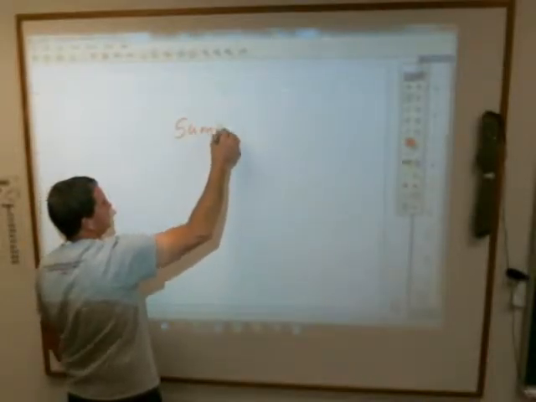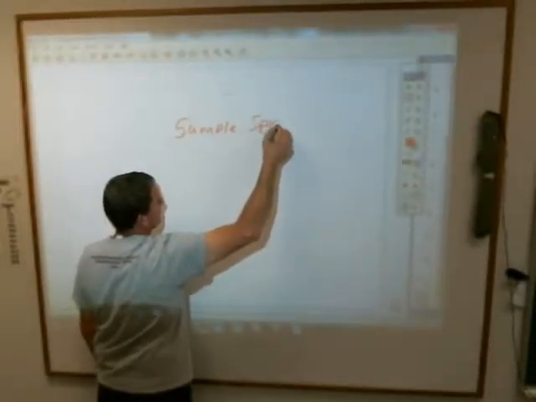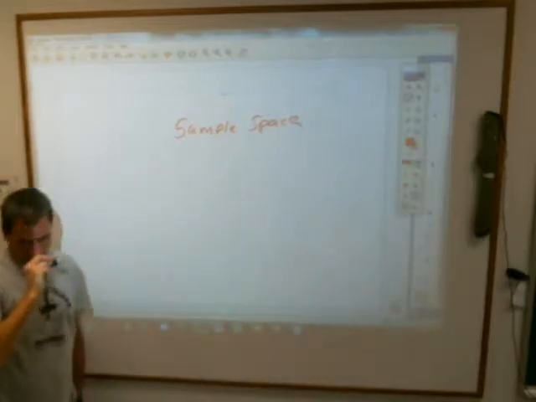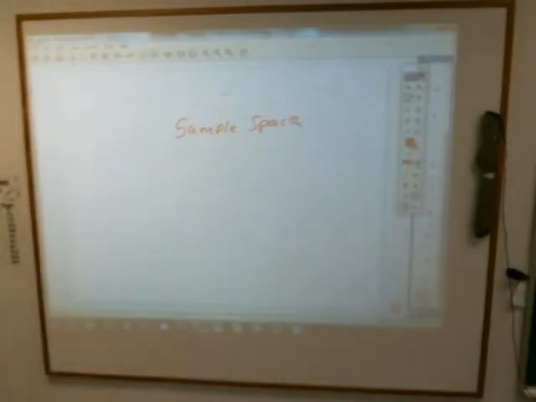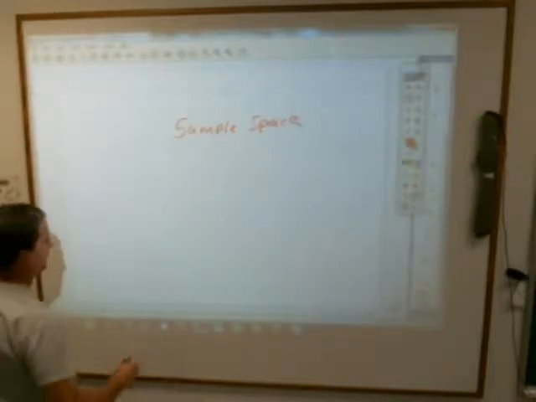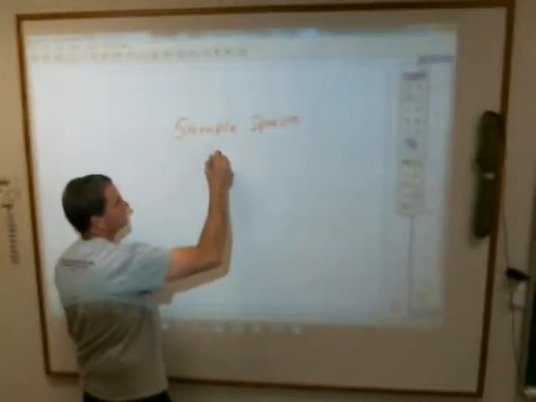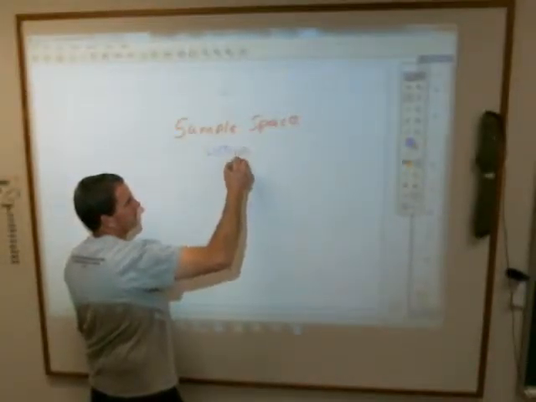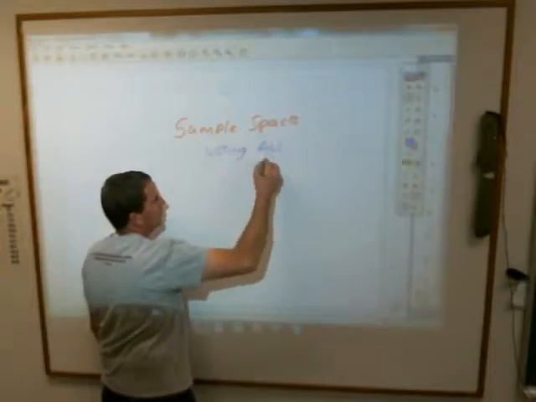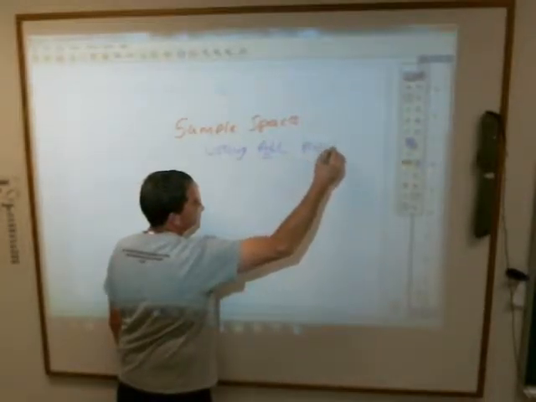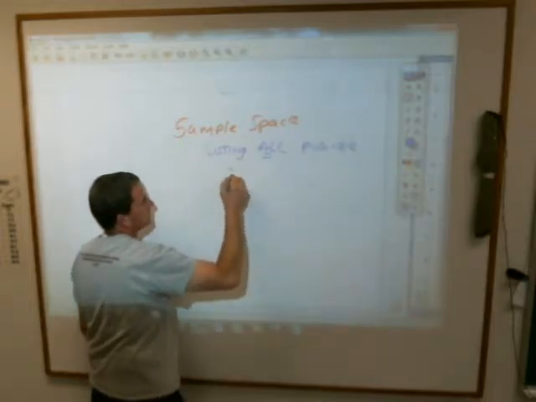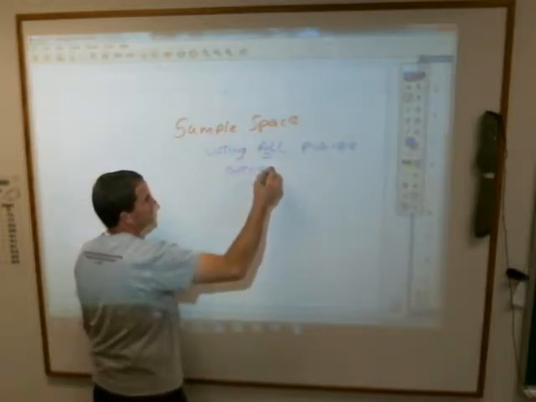Sample space. If the book asks you to list the sample space, it's basically listing all the possible outcomes.